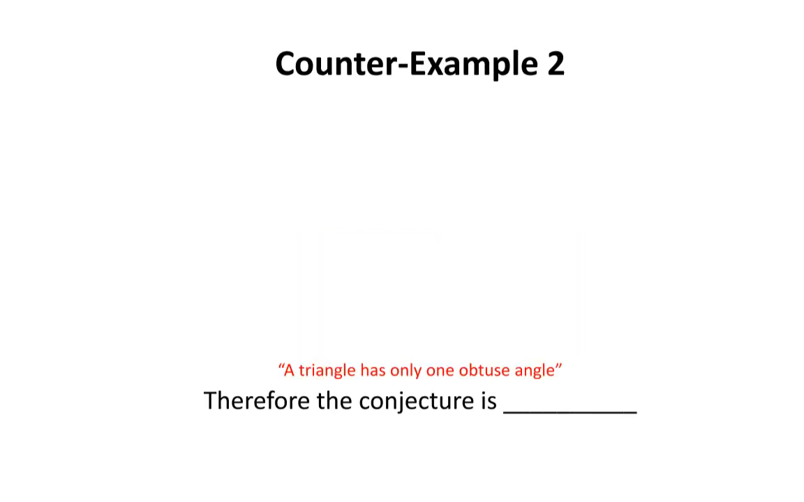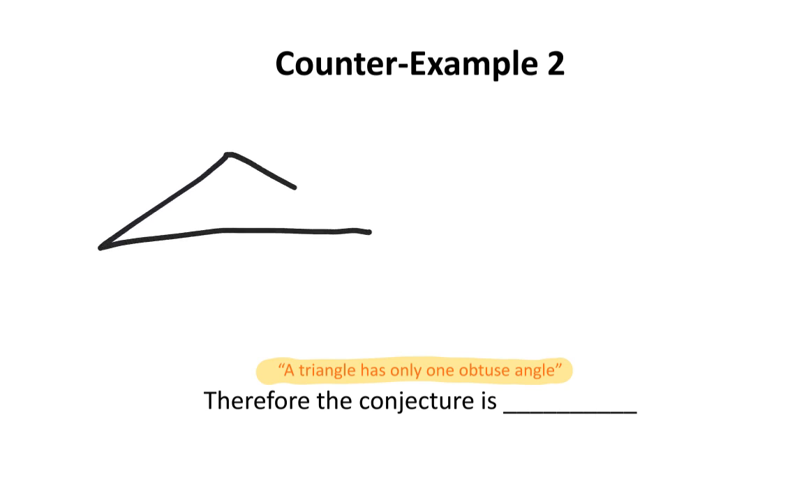Our conjecture stated that a triangle has only one obtuse angle. Let's draw some triangles to see if this is true or false. Over here, you can see that that is an acute angle, this is an acute angle, but this is an obtuse angle. This triangle clearly has one obtuse angle, but is it possible to draw a triangle with two obtuse angles? Let's try.